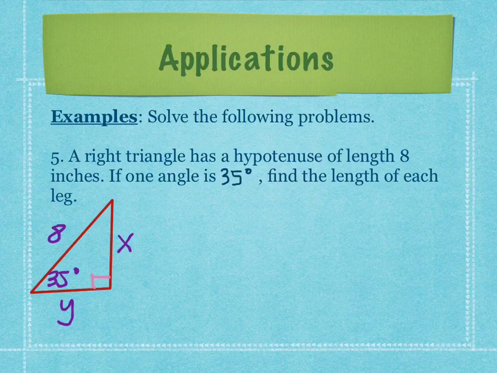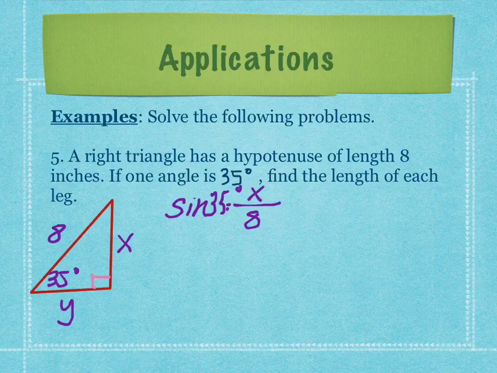You can call them A and B, you can call them Q and W, it doesn't matter, just pick a letter. So let's find side X first. What trig function will relate this angle that's 35 degrees with this side that's an X and this side that's an 8? That is sine. Sine is the opposite, which is the X over here, over the hypotenuse, which is 8. And this is the sine of 35 degrees in this problem.